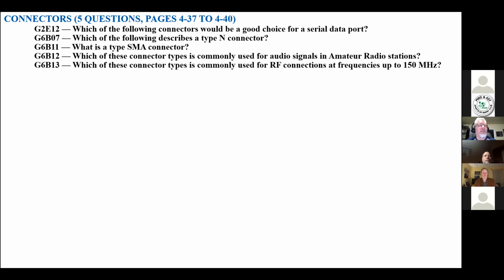Oh, I thought I was done. We have connectors, 5 questions.